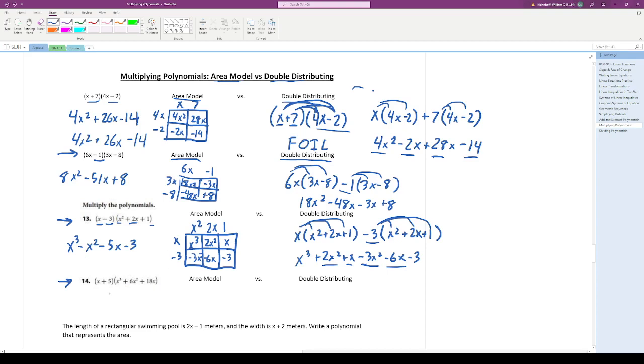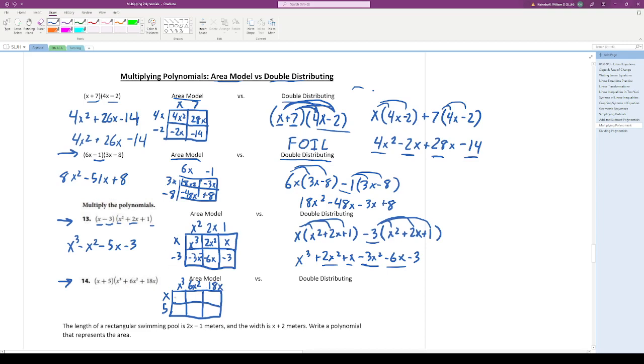And then this one is another binomial times trinomial, so we'll draw the same kind of boxes where it's 3 wide and 2 tall. You could do 3 tall and 2 wide, it doesn't matter. I'm going to put my x and 5 over here. And then this is x cubed, 6x squared, and 18x.